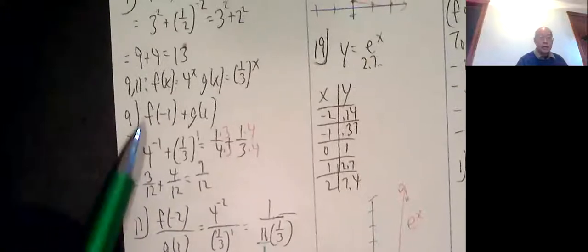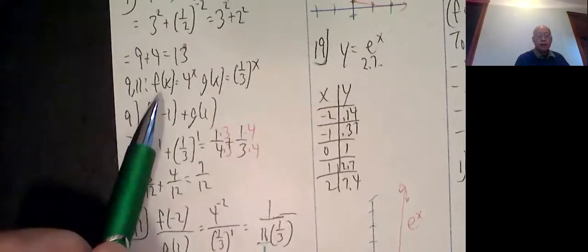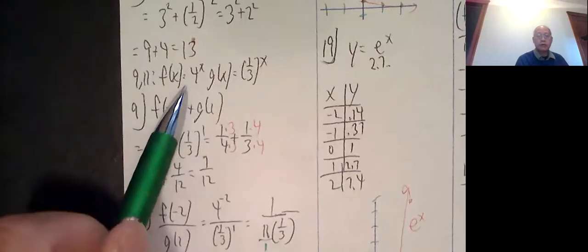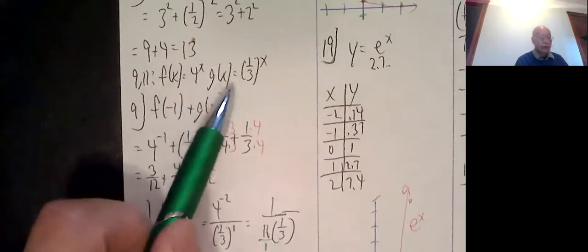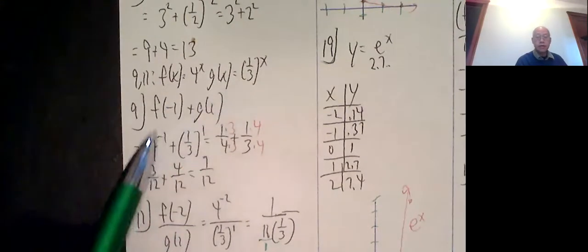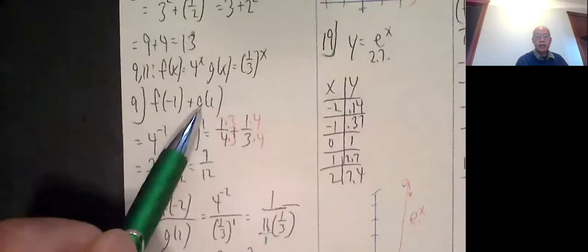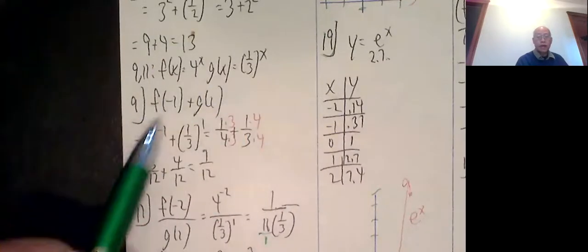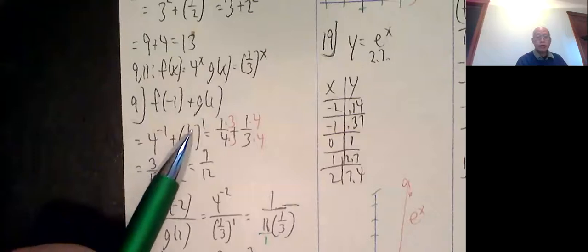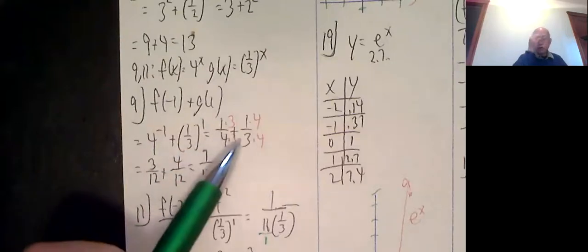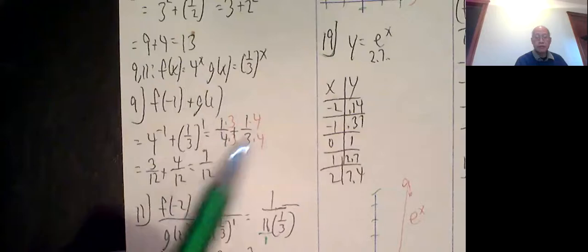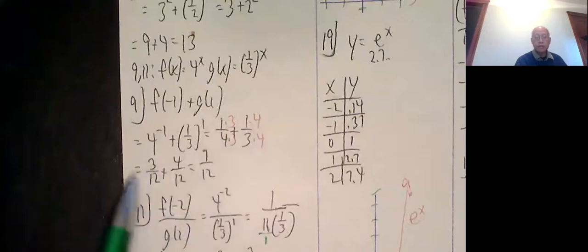Okay, problems 9 and 11. F of x is 4 to the x power. Again, watch out, it's not 4x, it's 4 raised to the x. It's an exponent. G of x is 1/3 to the x. F of -1 plus g of 1. So put a -1 there, 1 there. So it's 4 to the -1 plus 1/3 to the 1. This is 1/4. So it's 1/4 plus 1/3. Common denominator is 12. Multiply this side by 3/3, this side by 4/4. 3 twelfths plus 4 twelfths, 7 twelfths.